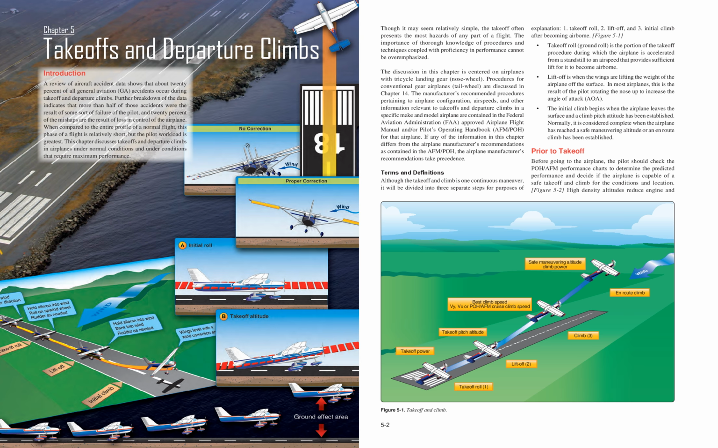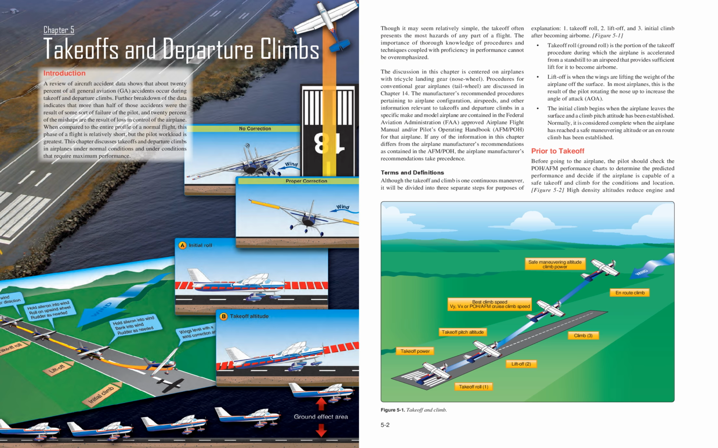5-1. Though it may seem relatively simple, the takeoff often presents the most hazards of any part of a flight. The importance of thorough knowledge of procedures and techniques coupled with proficiency in performance cannot be overemphasized. The discussion in this chapter is centered on airplanes with tricycle landing gear, nose wheel. Procedures for conventional gear airplanes, tail wheel, are discussed in Chapter 14.